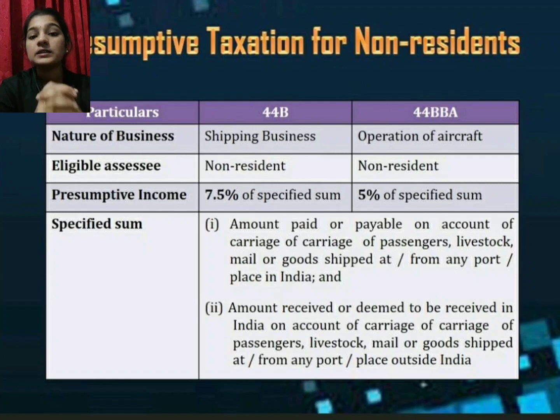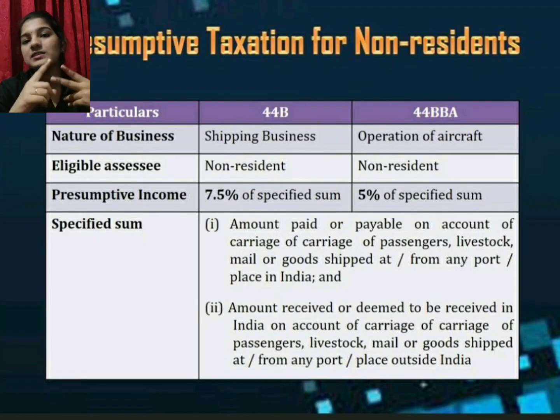So, in this case, the presumptive income will be 7.5% of the specified sum. This 7.5% of the specified sum will be the income, and on that income, tax will be computed as per the normal tax rate which is applicable for non-residents. So, what is the specified sum?